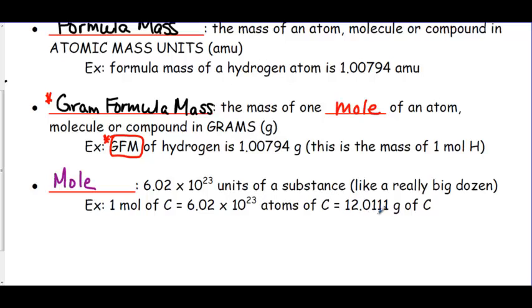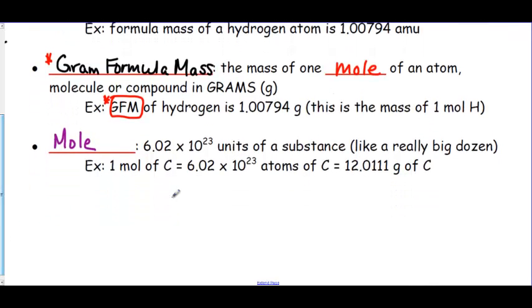1 mole of carbon is equal to 6.02 times 10 to the 23rd atoms of carbon, which is equal to 12.0111 grams of carbon. Now some periodic tables have different masses, so don't let that throw you off. Your reference table should say this, but if it's been updated, it might be off by a couple of decimal places, but don't worry, because generally you're going to have the same answer in the end when we use our calculations.